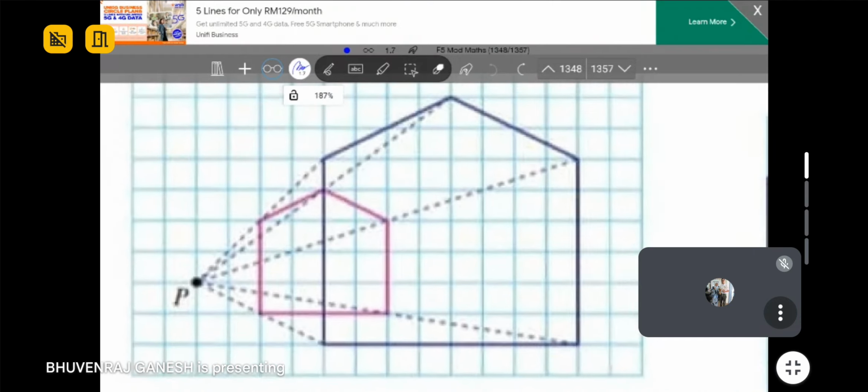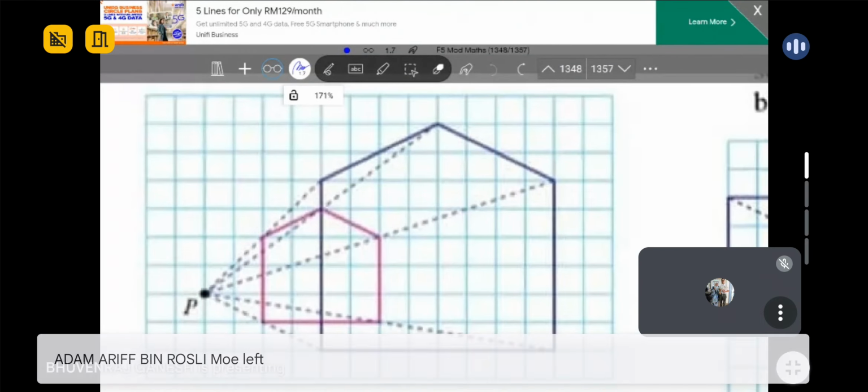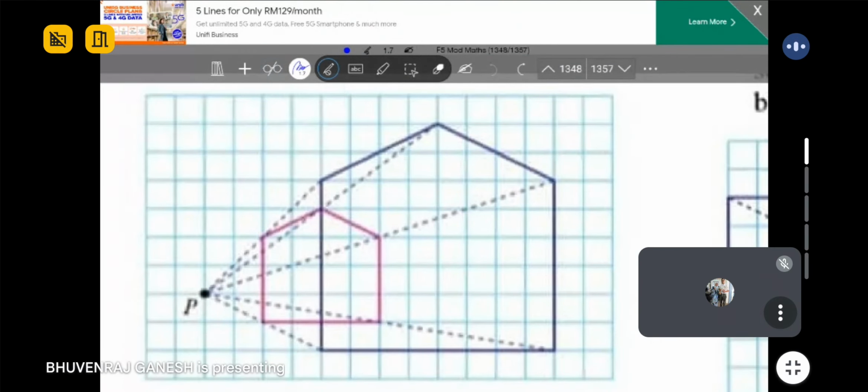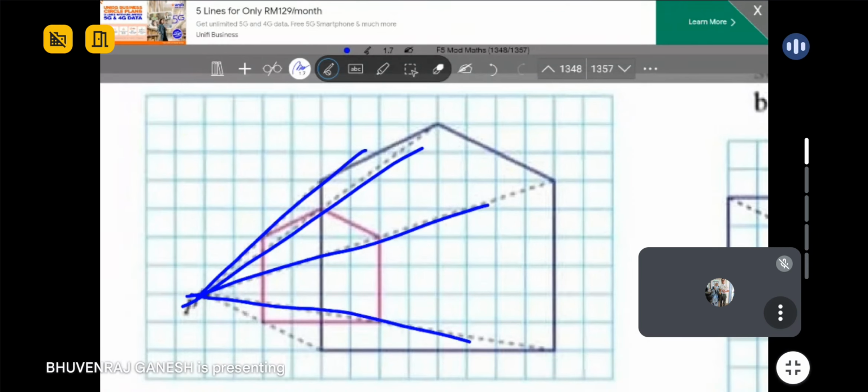Can you all get it? How to draw the object? Any question? Again, you draw the lines. You have to draw all the lines that connect every vertex of the object. You connect all the vertices, then you will get the image. Sorry, you will get the object. The question is also confusing. Can you all get it?